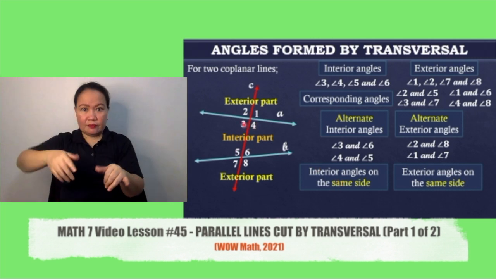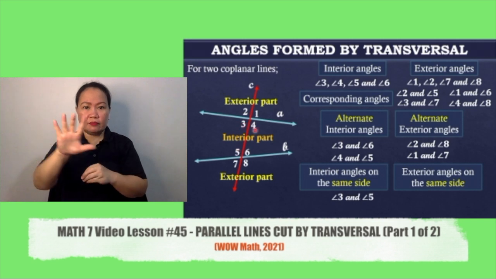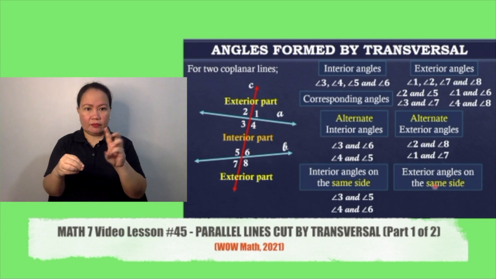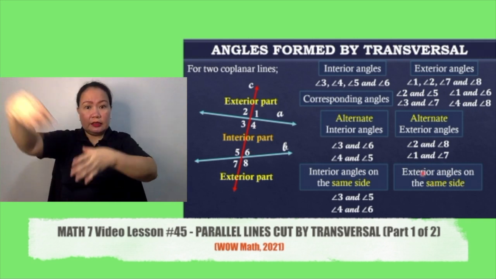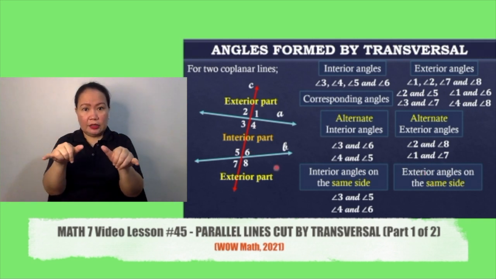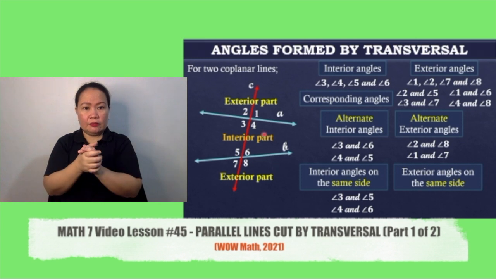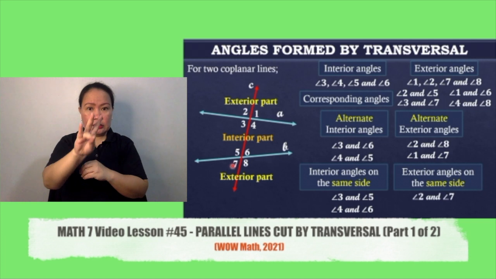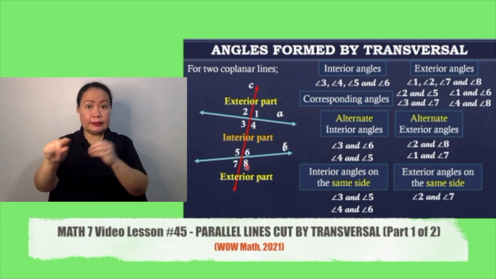So, angle 3 and angle 5. Angle 4 and angle 6. Next, exterior angles on the same side. So, ito naman yung nasa outside part. So, we have same side ulit. So, angle 2, angle 7, and angle 1, angle 8.